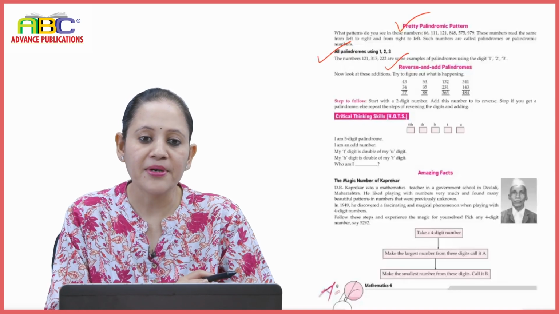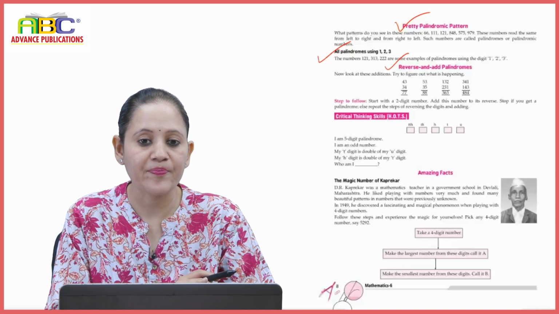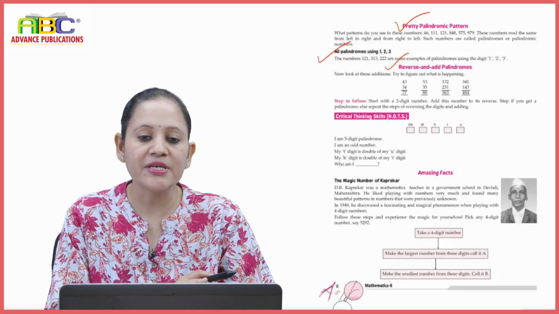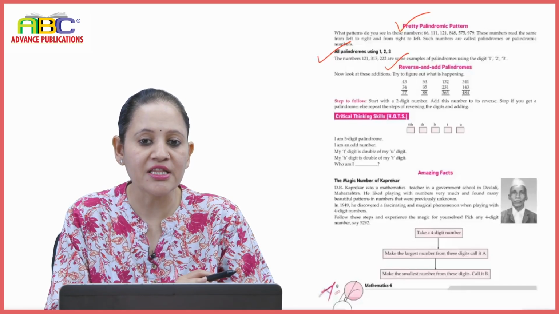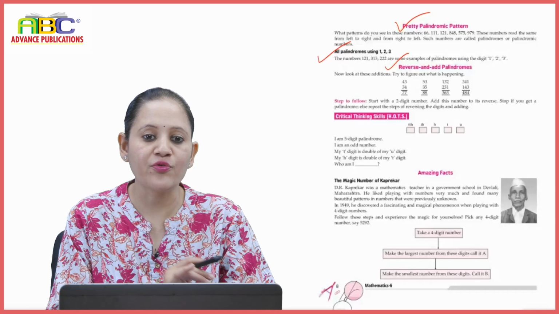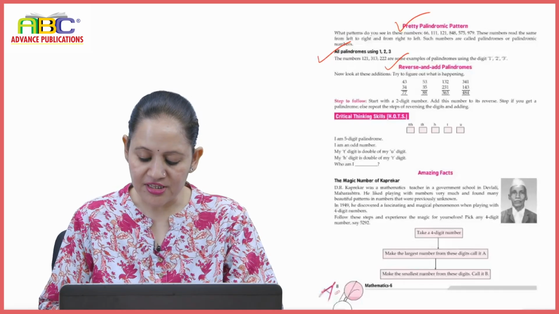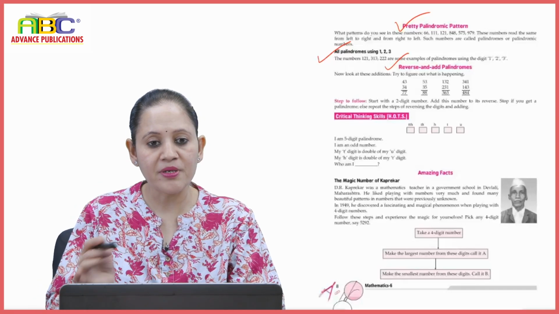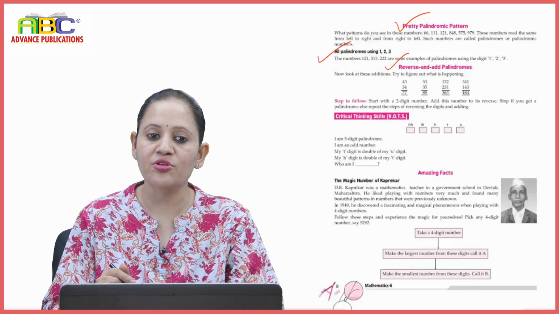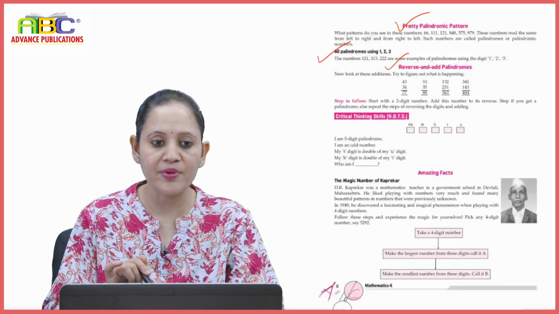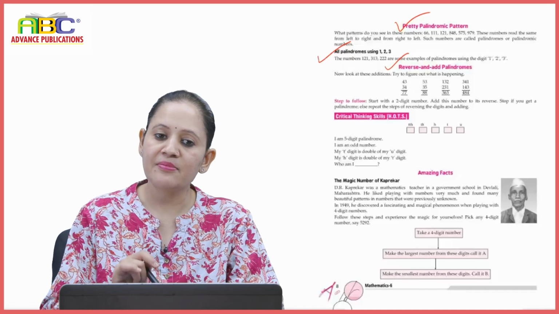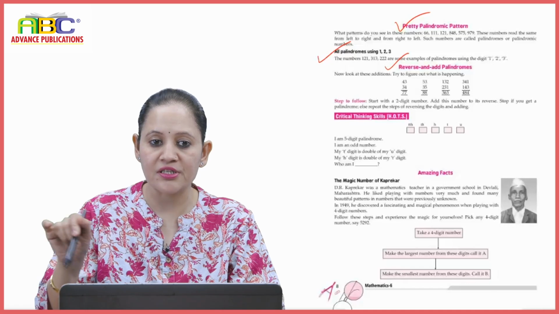43 plus 34, that is 77. 53 plus 35, that is 88. 132 plus 231, 363. 341 plus 143, that is 484. So what we have done, 43 और इसका उल्टा जो भी रिवर्स करके नंबर आएगा उसको ऐड किया तो क्या आ गया 77, that is a palindromic number. 53 plus 35, 132, 231.